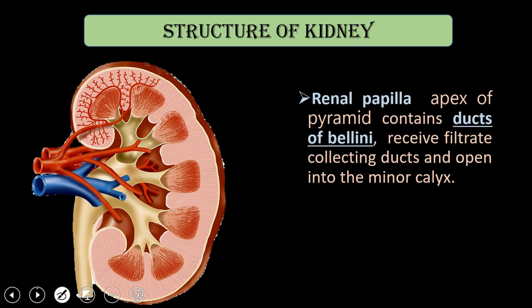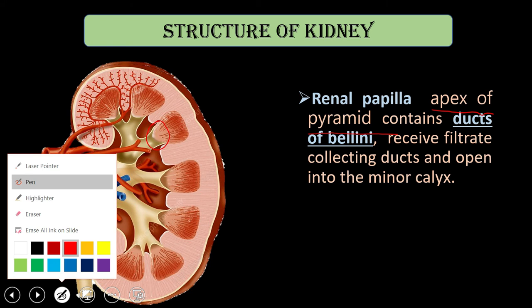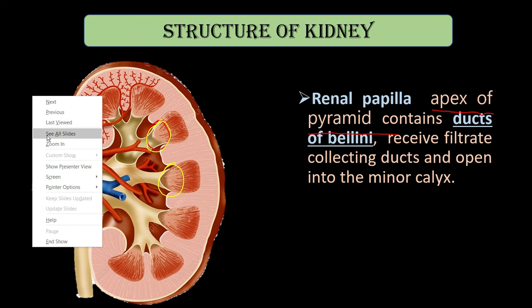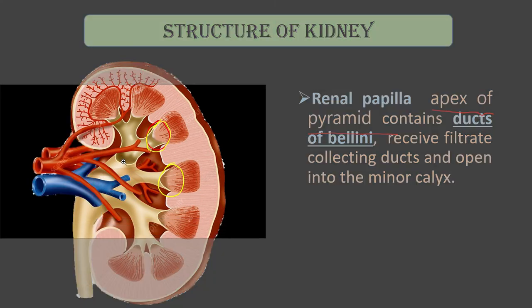Renal papilla. Renal papilla is the apex of pyramids, which contain the ducts of Bellini, and it receives the filtrate from the collecting ducts and opens into the minor calyx. So the apical part of each medullary pyramid is called a renal papilla, which has the ducts of Bellini and receives the filtrate from the collecting ducts, and they open into the minor calyx.